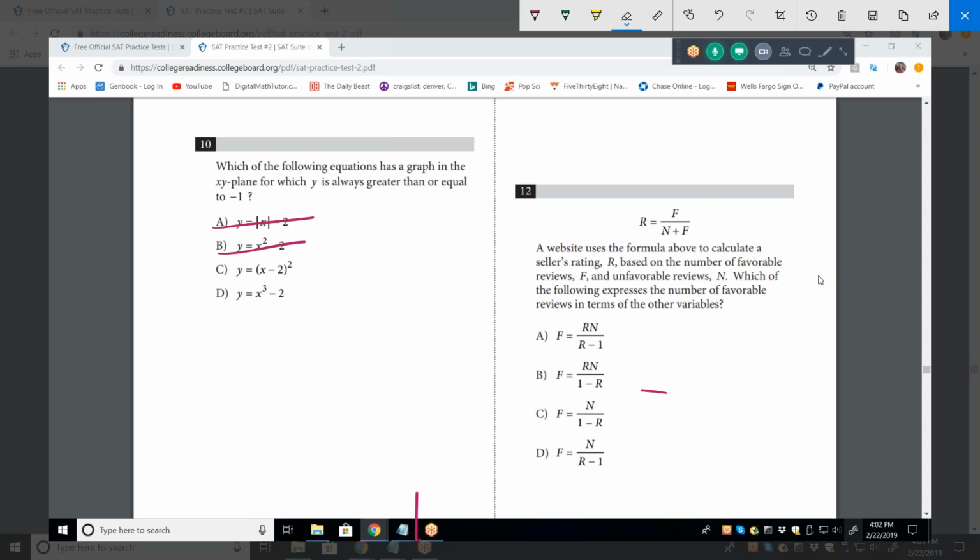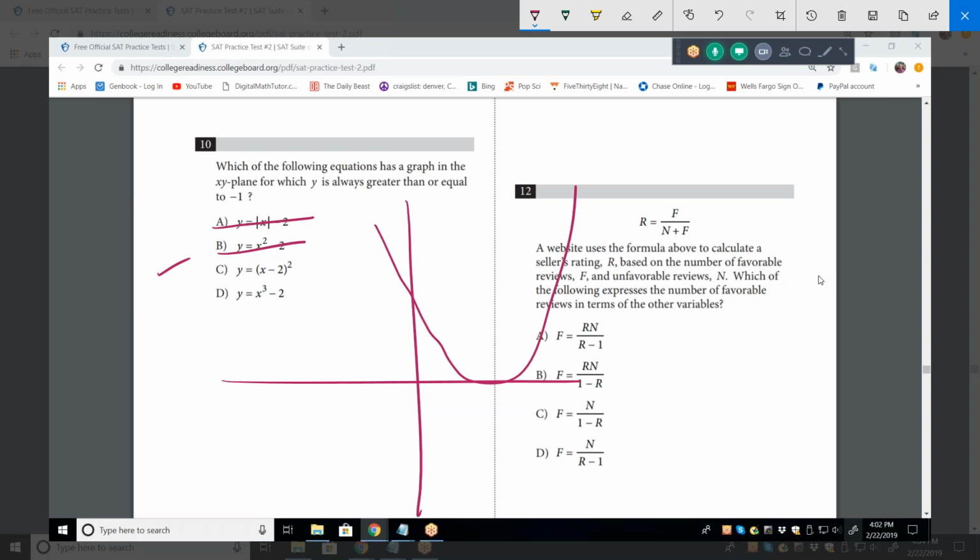X minus 2 squared. That's a parabola where? Where's the vertex of that one? It would be at +2, 0. Beautiful. That is a choice, right? Yes. In other words, every y value there is greater than or equal to -1.